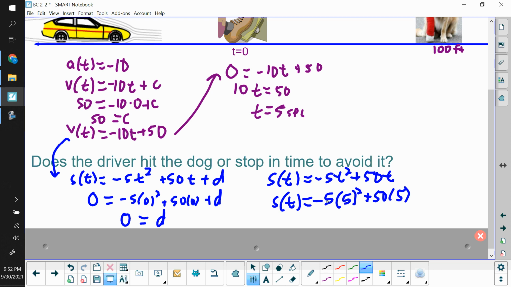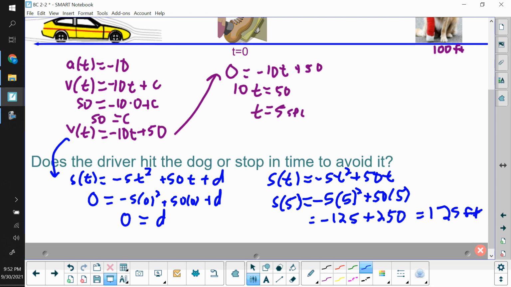Five squared is 25 times a negative 5, that's negative 125. This is plus 250. So at 5 seconds, and I guess I should have had a 5 in here for my notation, s of 5, at 5 seconds, the car will have gone 125 feet. Well, the dog was only 100 feet away, so unfortunately, the driver hit the dog.